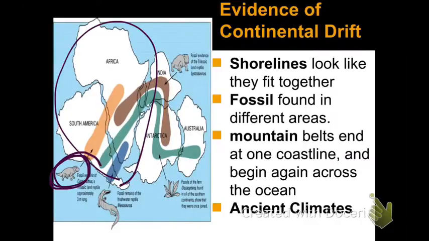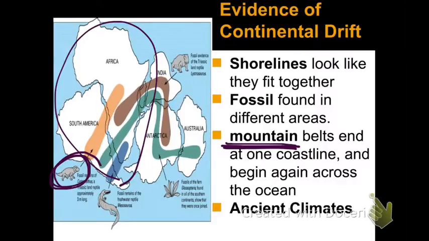Next, you have mountain belts, or your mountain ranges. And I've got a good picture of this on one of the next slides. But mountains we know can't move. And you have mountains that will start forming in one country and then pick up again in a completely other country. And we know it's the same mountain ranges because of the rock types and the ages and all the testing you can do. So that again tells us at one point they were together.